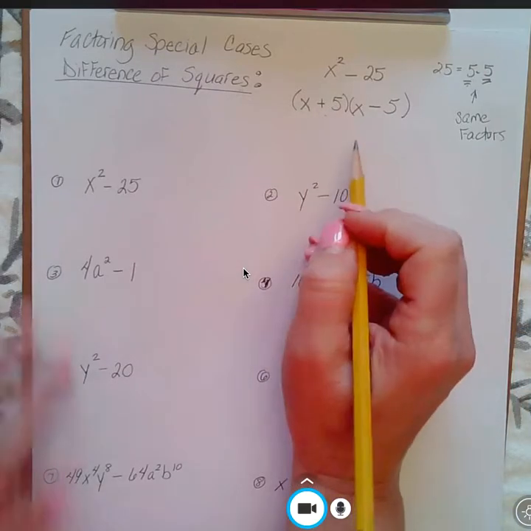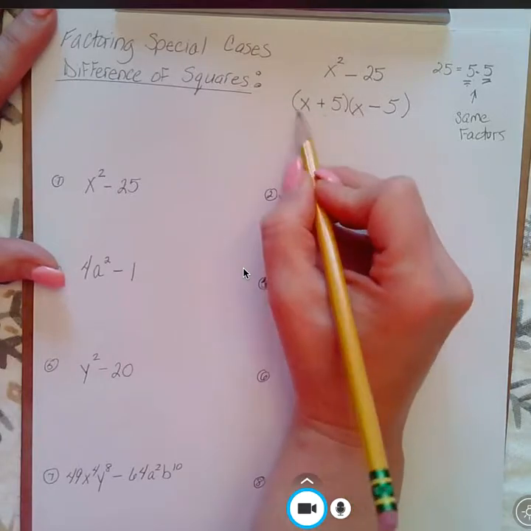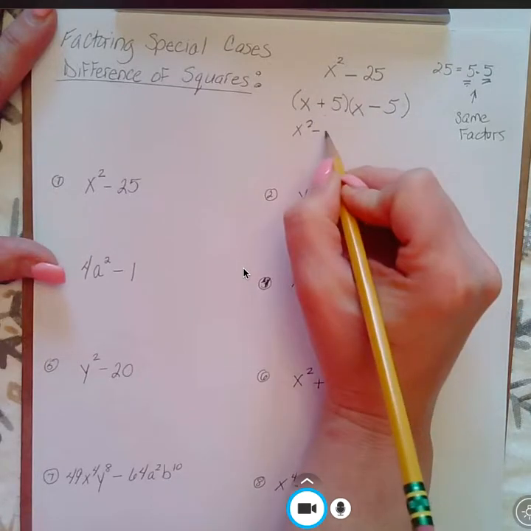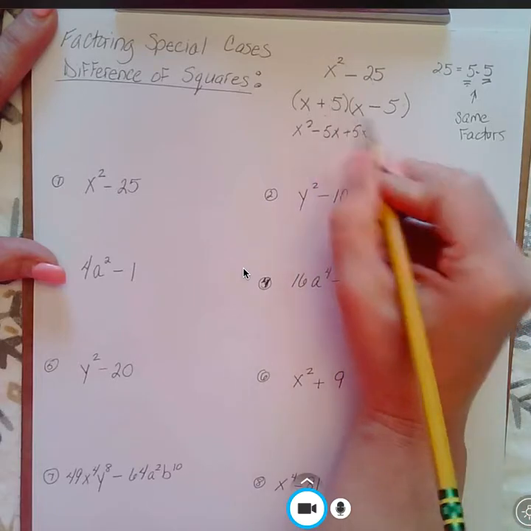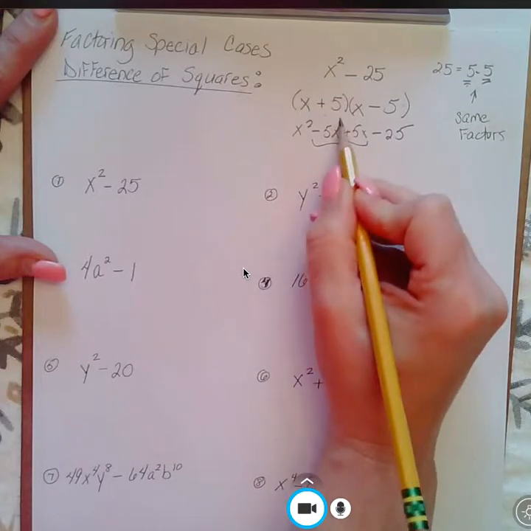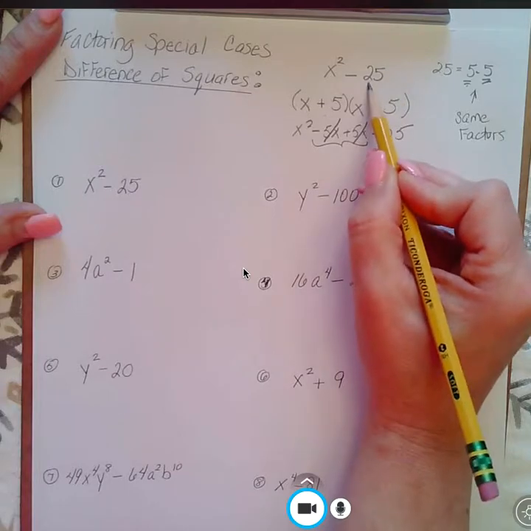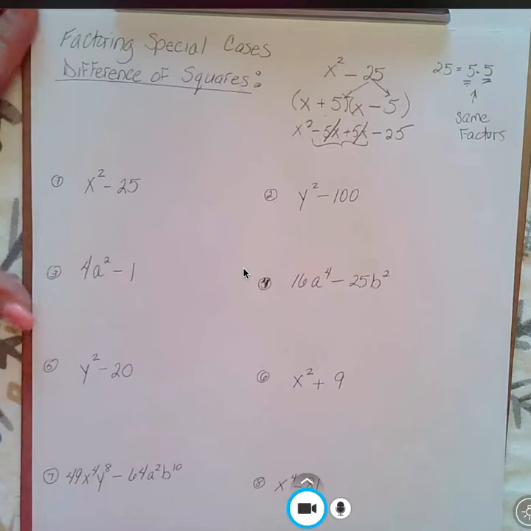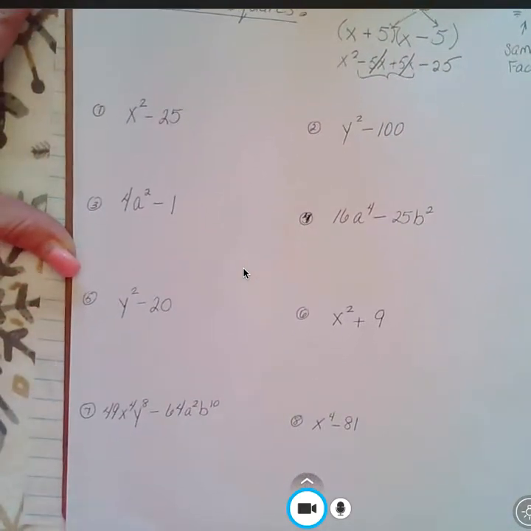So now what we are going to do is distribute. So we're going to go x squared minus 5x plus 5x, and then positive times a negative is negative 25. And look at these guys here, they cancel out. So this is the same factors, and that's why when you factor this, this is going to go here and here. Okay, so now let's move on to down here.